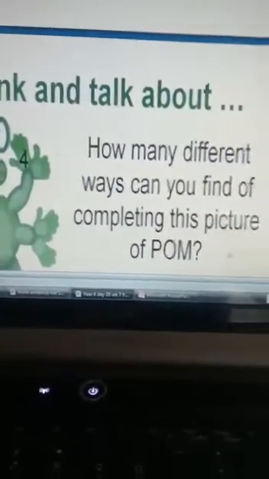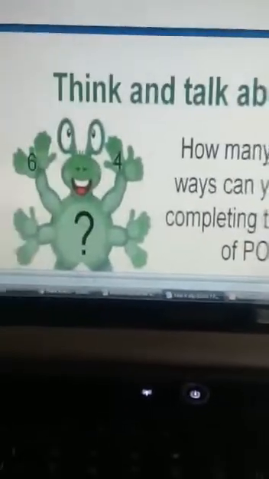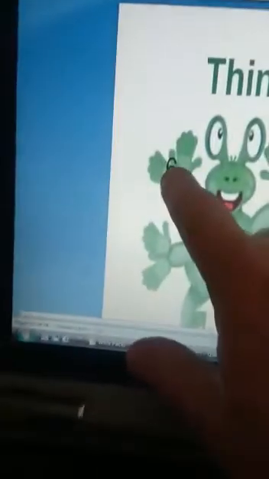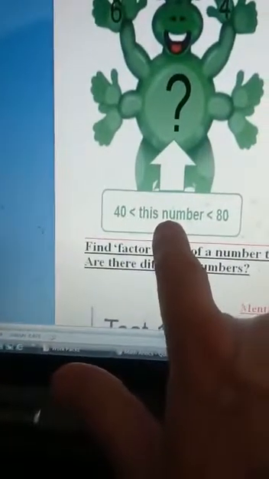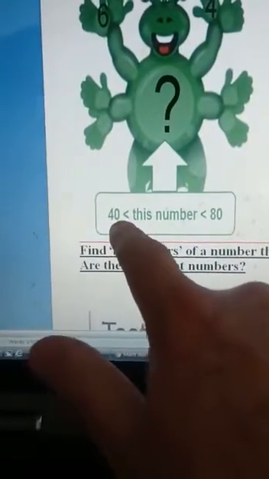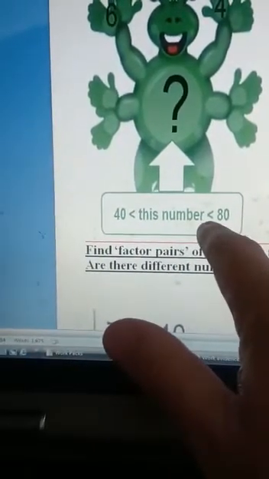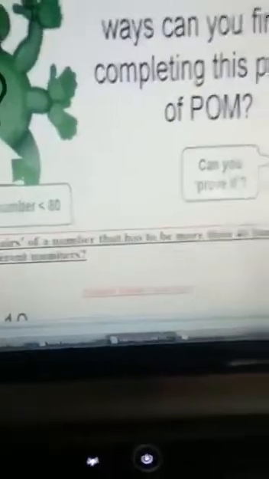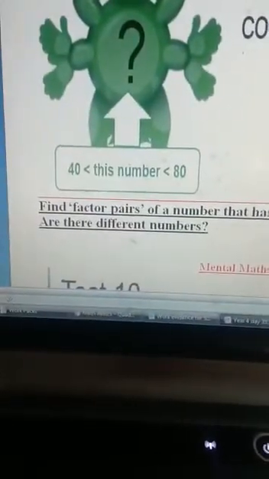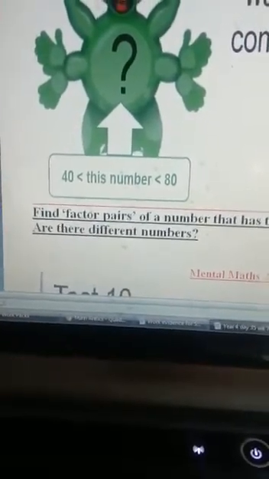Think and talk about how many different ways can you find of completing this picture of Pom. So what have you got there? You've got 6, what goes with 6 and what goes with 4 to make a number, and that number you've got to think of has got to fit into this equation. 40 is less than what number, but less than 80. So you've got to find factor pairs of a number that has to be more than 40 but less than 80. How many different numbers are there that could fit in there? What goes with 6 and what goes with 4?